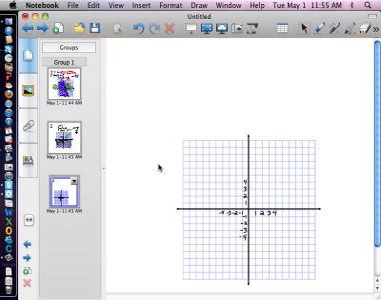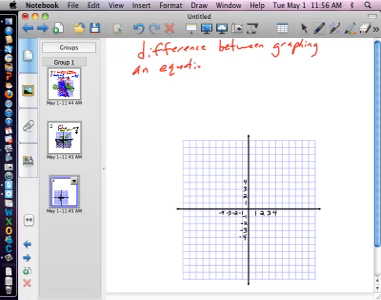That is pretty much all you need to know from this chapter that's different than graphing equations. So the only difference between graphing, so let's write this out, difference between graphing an equation and an inequality.